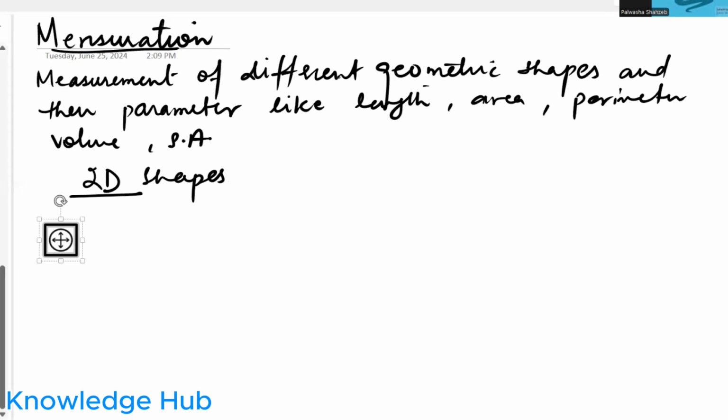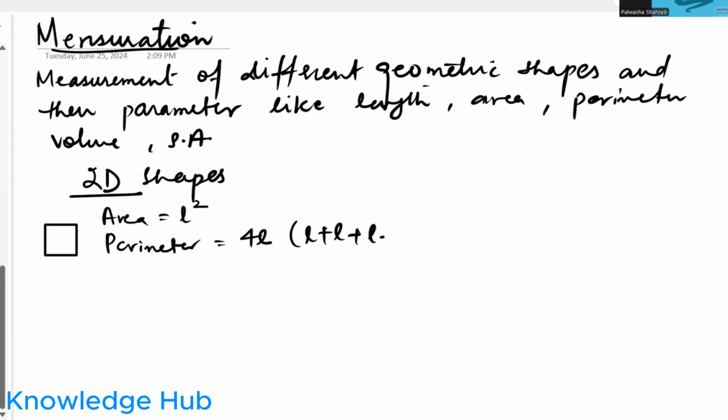So the very simple formulas, you know the formulas for the square. The very first formula is the formula for the area. The formula for the area of a square is L squared, and the formula for the perimeter of a square is 4L. That is length plus length plus length plus length. As the square has all sides equal, we're going to add length 4 times. That makes it 4L.